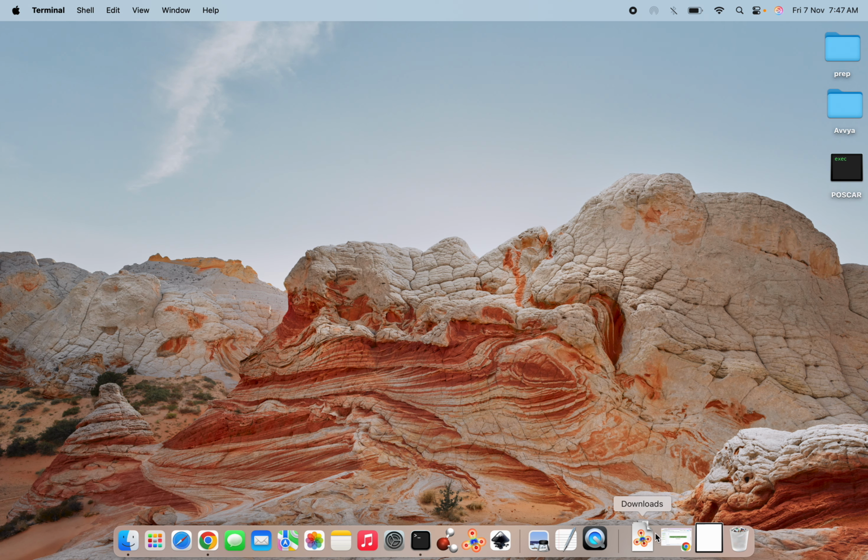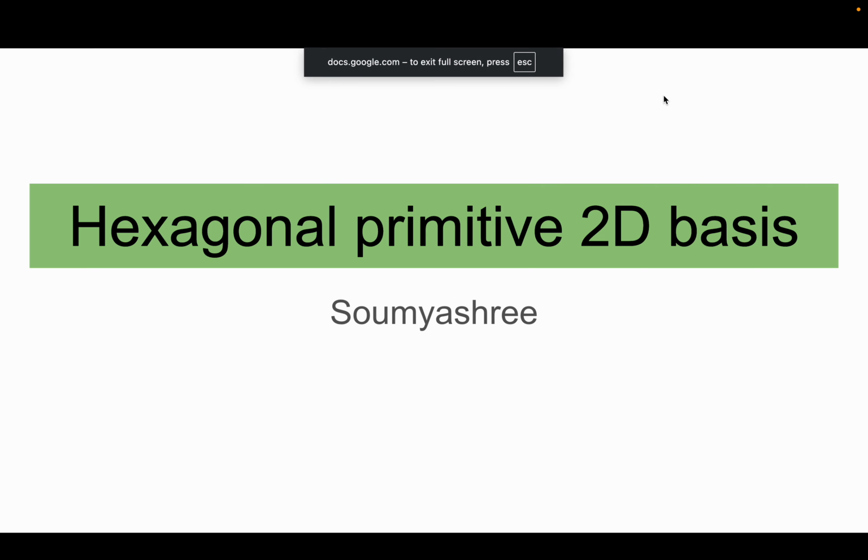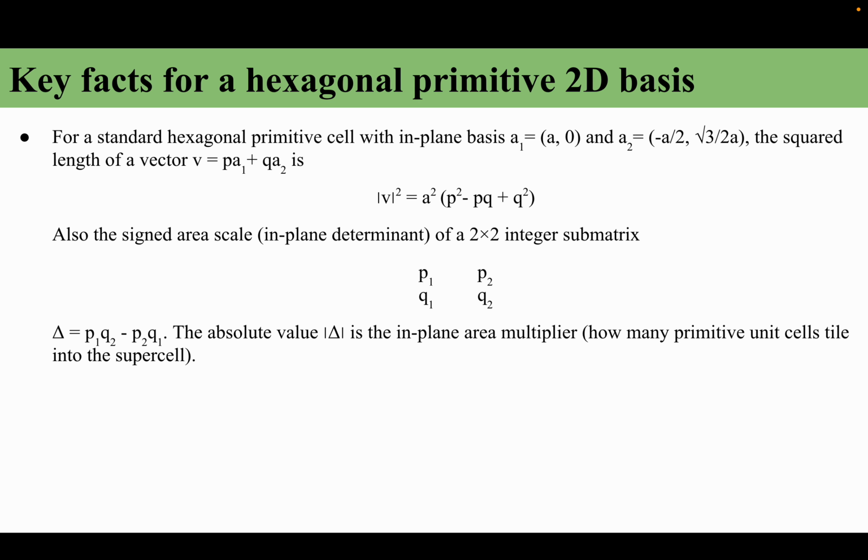Here I have made some slides on the hexagonal primitive 2D basis. Here I have noted down some key facts for the hexagonal primitive 2D basis. As we know, a very standard primitive cell in a plane has a basis of vectors a1, which is a, 0, and a2, which is minus a by 2 and root 3 by 2 a. So this is a very standard hexagonal primitive cell vectors.